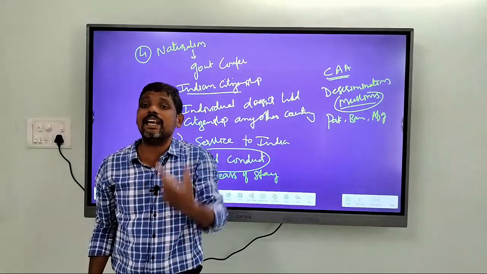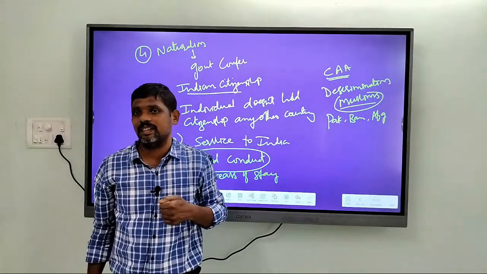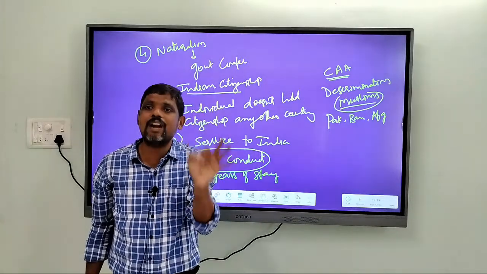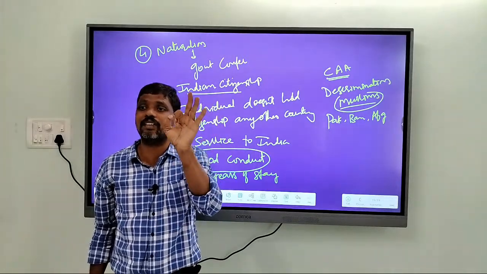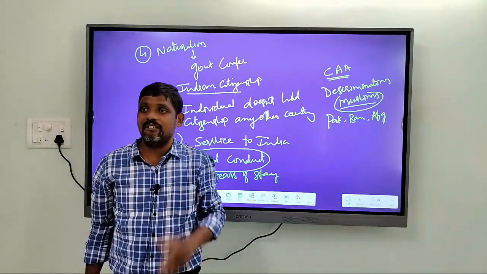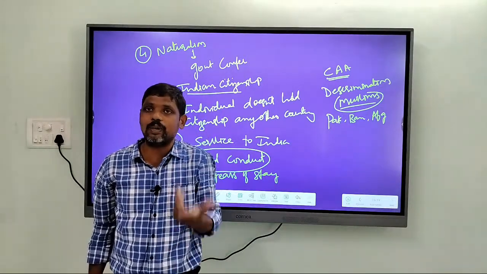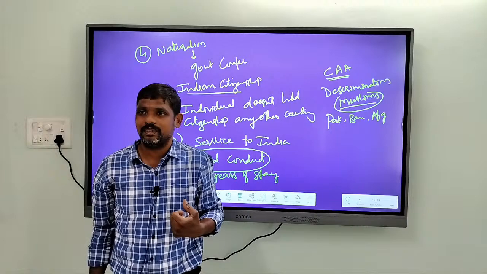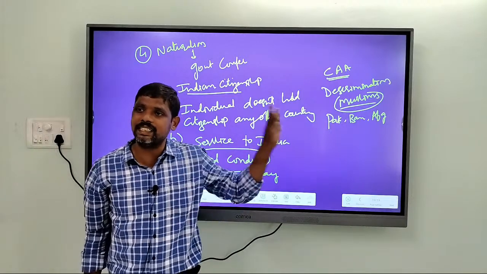Now, how can they claim Indian citizenship? When there is a clear ground in the constitution that there is a requirement of good conduct, and you cannot prove that there is good conduct, how can you claim citizenship? Is there any point in criticizing CAA?